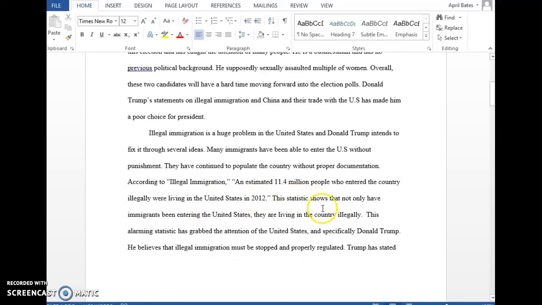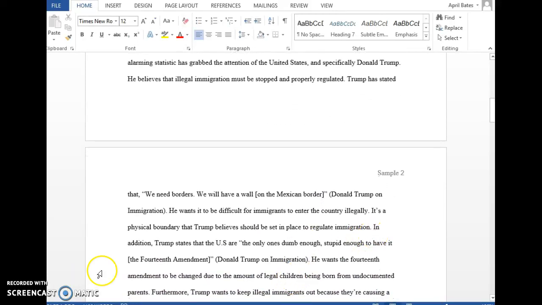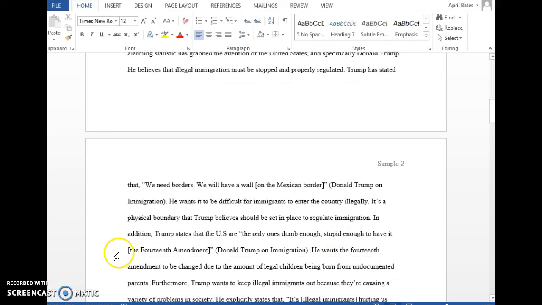All right, so I'm looking for the next one here. "In addition," so notice that nice transition word. This is giving additional information. Trump states that the U.S. should be the only one dumb enough, stupid enough to have the 14th Amendment. Okay, notice in parentheses, Donald Trump on immigration. So this is telling me that this is the source.